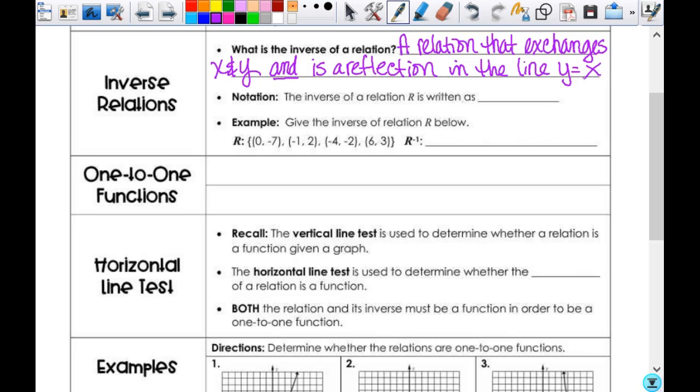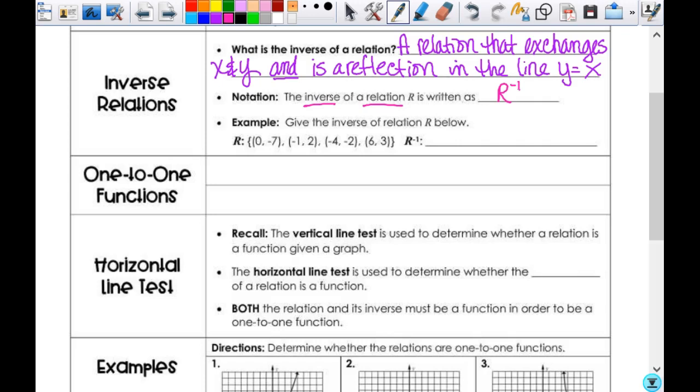That's it. Okay? Now we're going to talk about relations and functions. Right now we're just talking about relations, right? Any graph is a relation. They're not all necessarily functions. So our notation, the inverse of relation r is written as r to the negative 1 power, but that's the inverse relation.